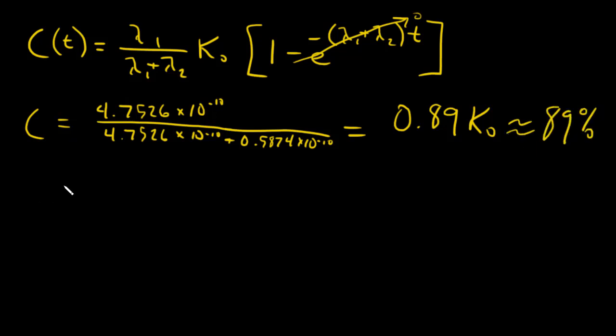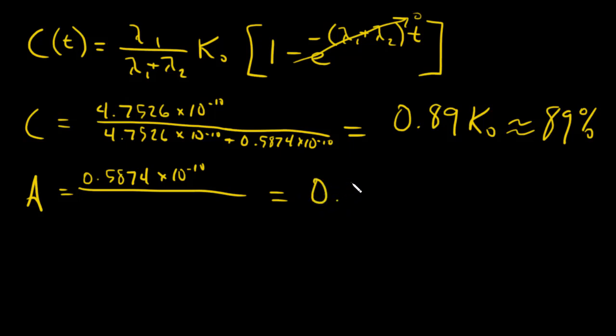And if I do the same with A, I'd better wind up with something complementary, because all that changes is that I now have 0.5874 times 10 to the negative 10 on top of all of this. When I do that one, I wind up with what I should, which is 0.11 K naught, around 11%. If I had reached any other value, I would have been pretty shocked. So this is not surprising whatsoever.